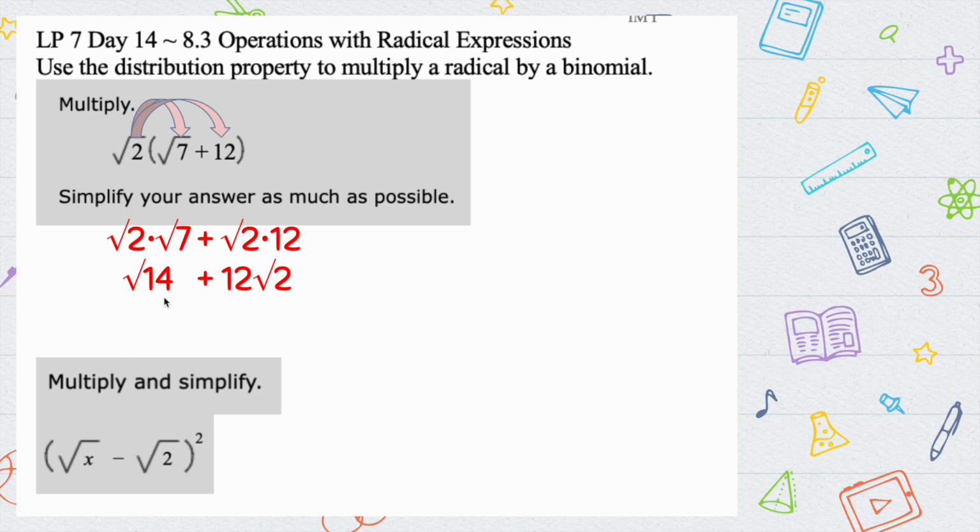If you can simplify your radical after you've done your multiplication, then this would be your next step, although 14 can only break into 2 and 7, and neither one of those are squares. So at this point, we're done. That's it for that one.